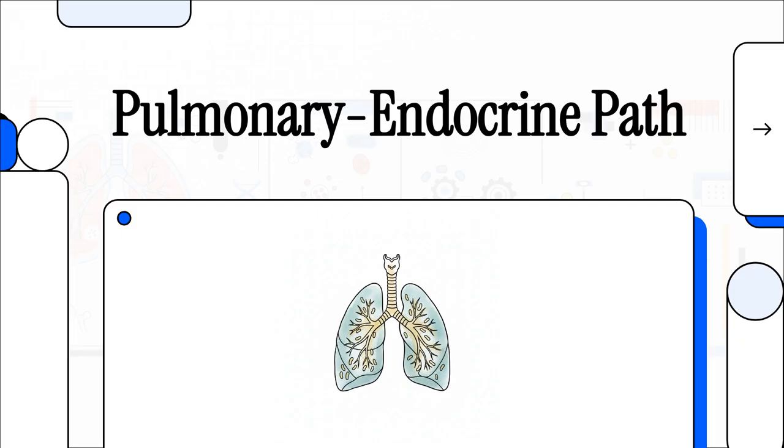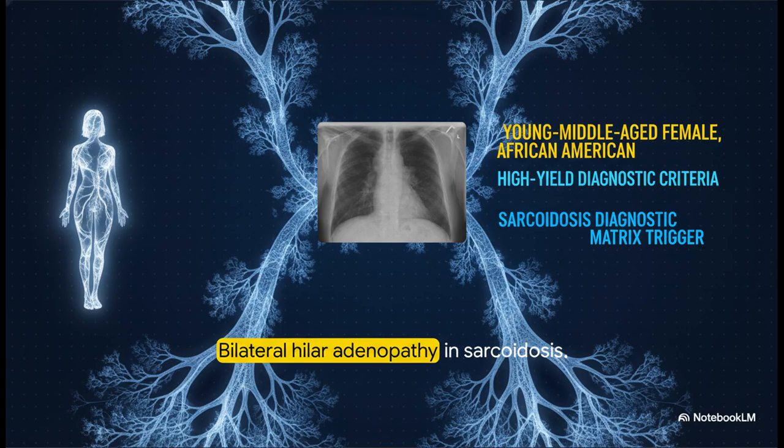Let's get to it. Ground your clinical differential the absolute second you see this presentation. You're looking at a classic initial radiograph showing bilateral hilar lymphadenopathy, and you'll often see it paired with reticular opacities. When this specific imaging profile shows up in a young to middle-aged patient, especially an African-American female, it has to immediately trigger your sarcoidosis diagnostic matrix.